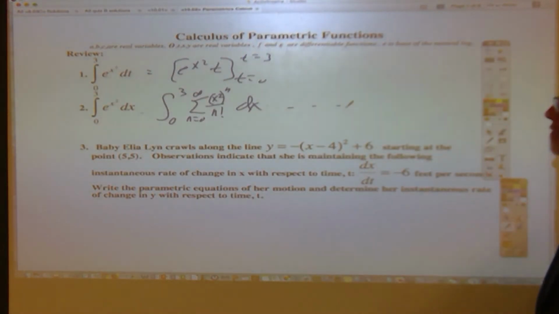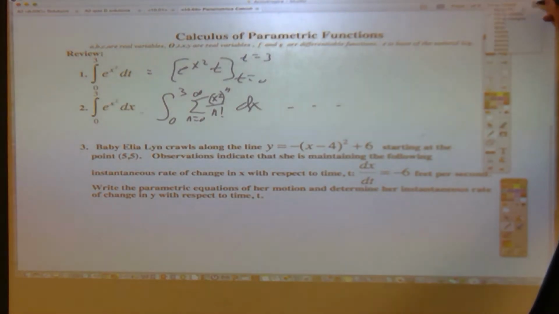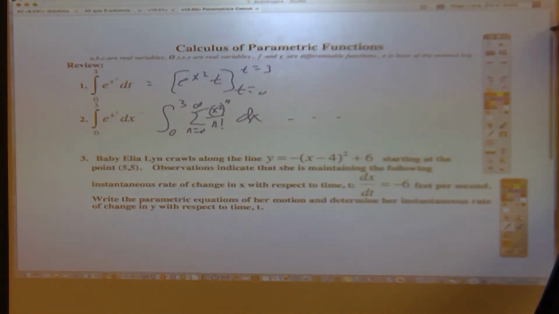And now, baby Elia Lynn, that's my daughter. Back in the day when I first started teaching calculus, my daughter had just been born, pretty much. And so here she is.